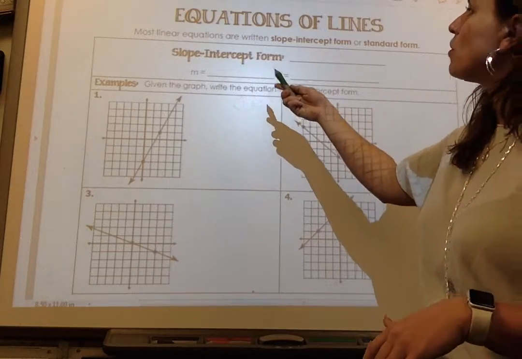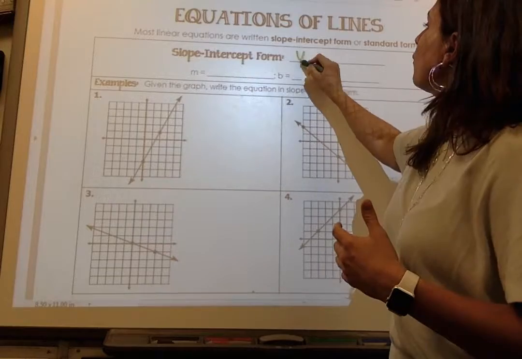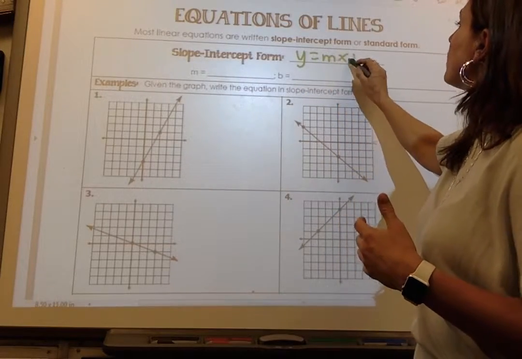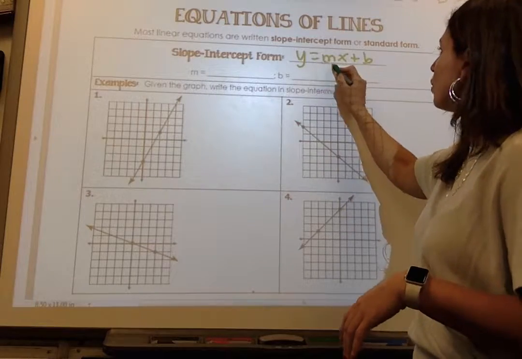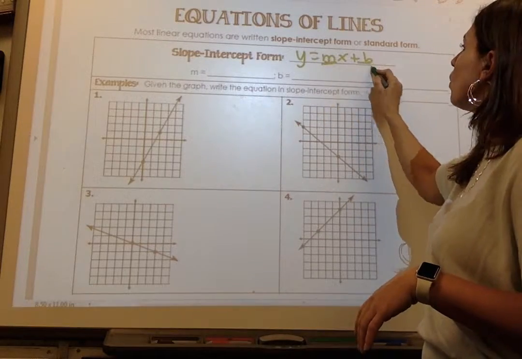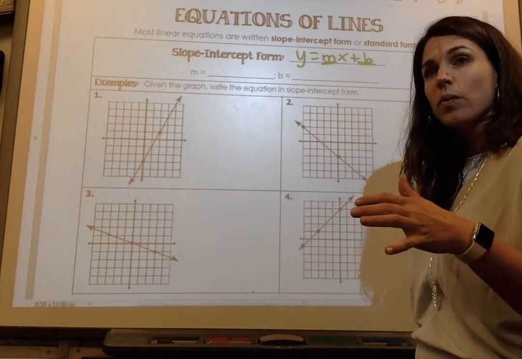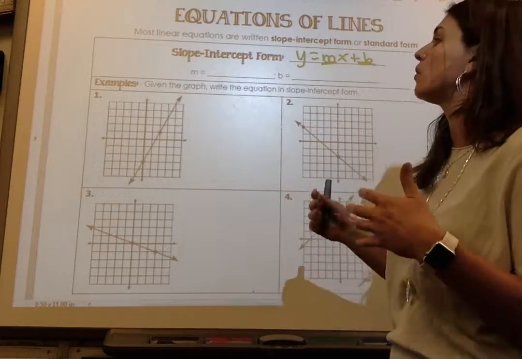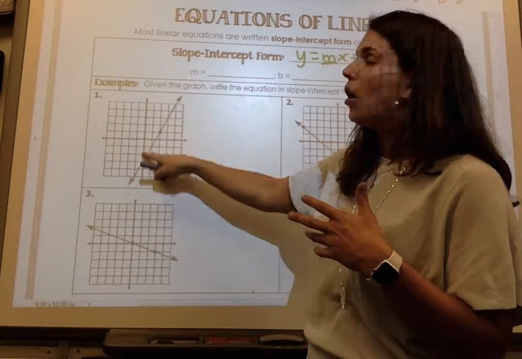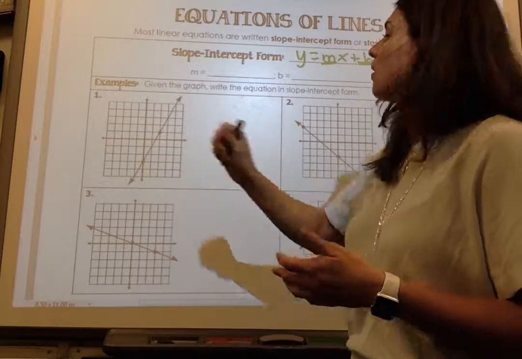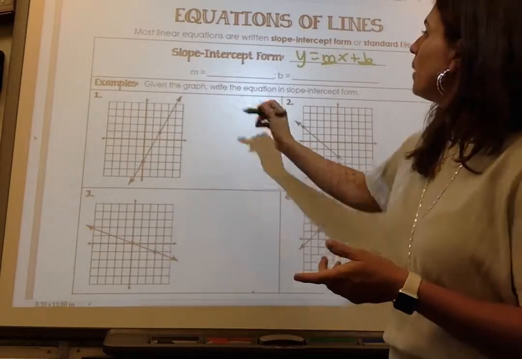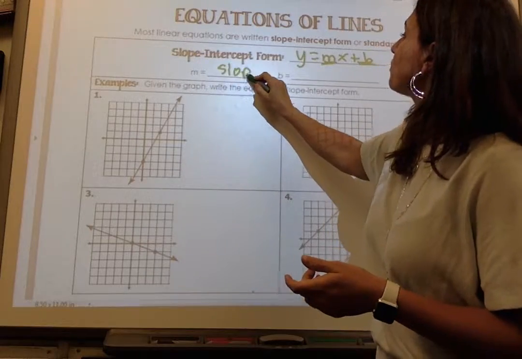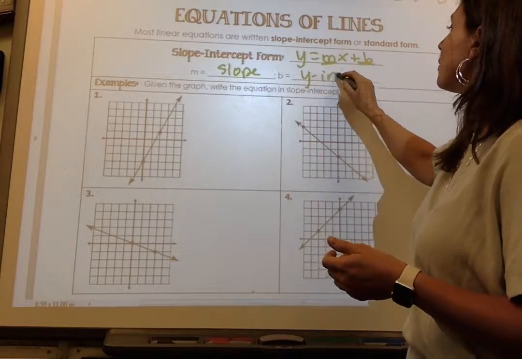If you'll remember, slope-intercept form is in the form y equals mx plus b. The reason it's called slope-intercept form is because it gives you the slope, which is m, and it gives you the y-intercept, which is b. Remember, we usually call it the beginning point because we always start graphing on the y-intercept. So you begin on the y for the y-intercept. My m is my slope, and b is my y-intercept.